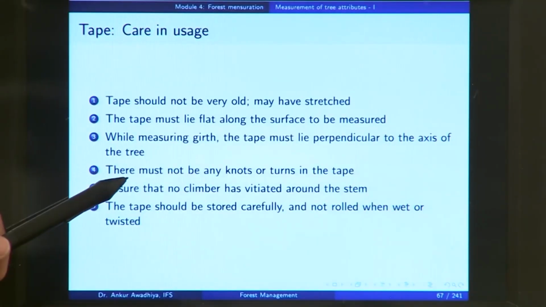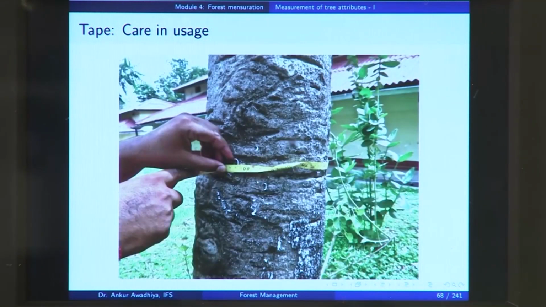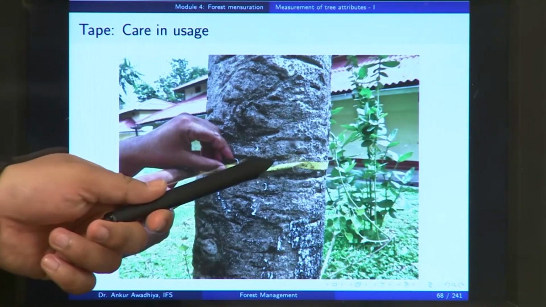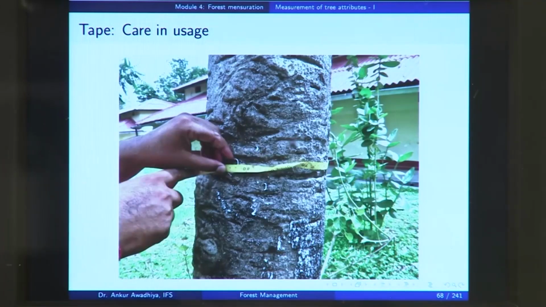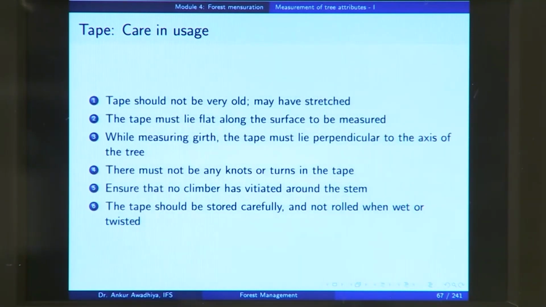There must not be any knots or turns in the tape. That is something that we very commonly find, that when you are using a tape, because you are unable to see the whole surface, it is possible that there might be some knots in the tape, and in that case you will overestimate the girth or the diameter of the tree.